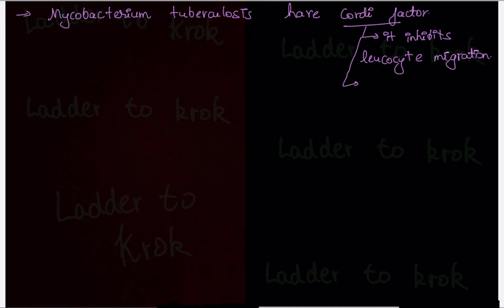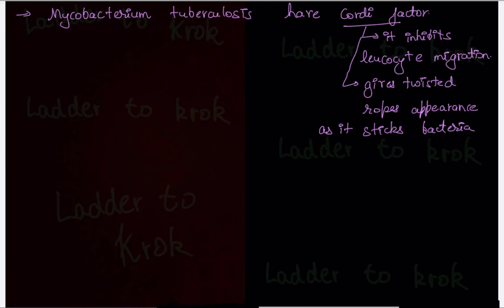And this cord factor gives a twisted ropes appearance, as it sticks bacteria together.